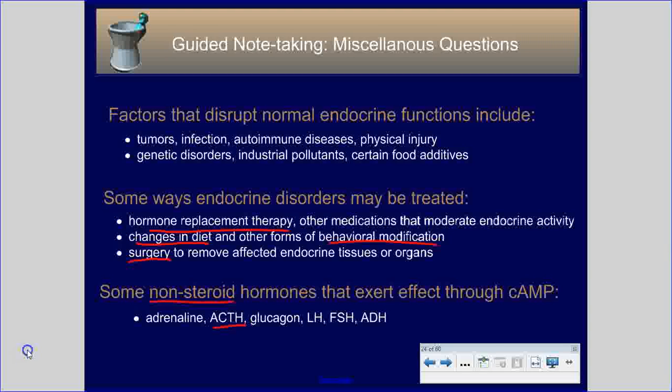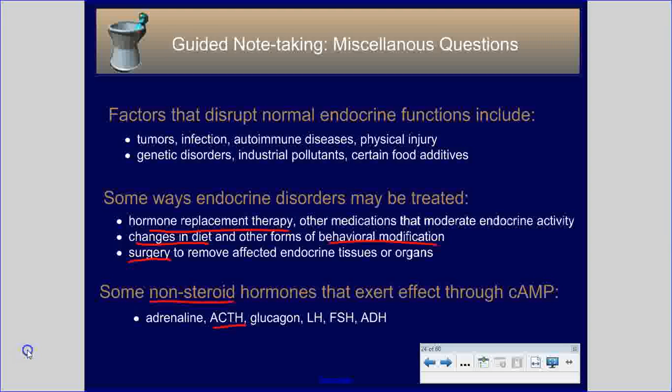understand. One of the guided questions is asking about factors that can disrupt normal endocrine functions. So they include things like tumors or infections, autoimmune diseases, physical injury, genetic disorders, pollutants, or even food additives that you might take in when you're eating things. Ways they can be treated.